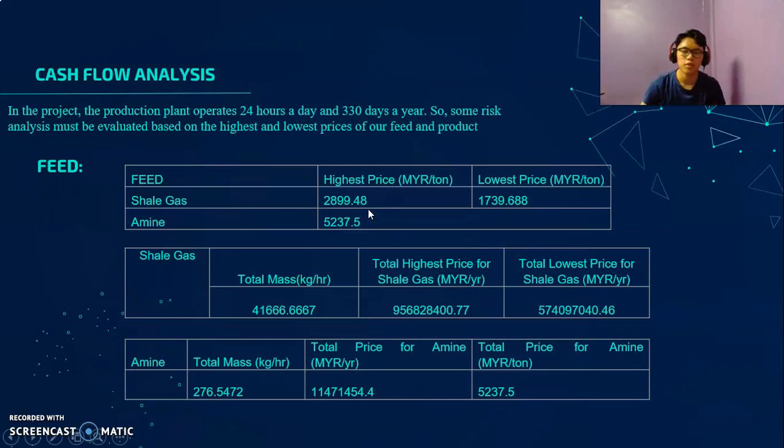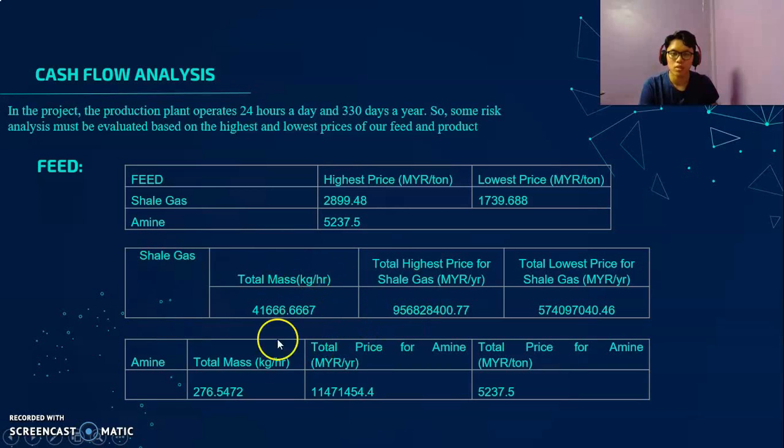Okay, so for the final part is cash flow analysis. In this project, the production plant operates 24 hours a day and 333 days a year. So there will be some risk analysis evaluated based on the highest and lowest price of our feed and product. Our feed is shale gas and amine. So the highest price will be this one, and the lowest price will be this one for shale gas. And amine will be constant for highest price and lowest price.